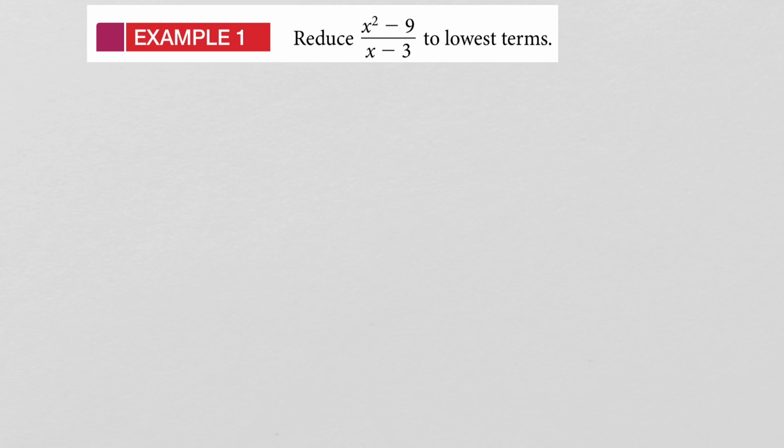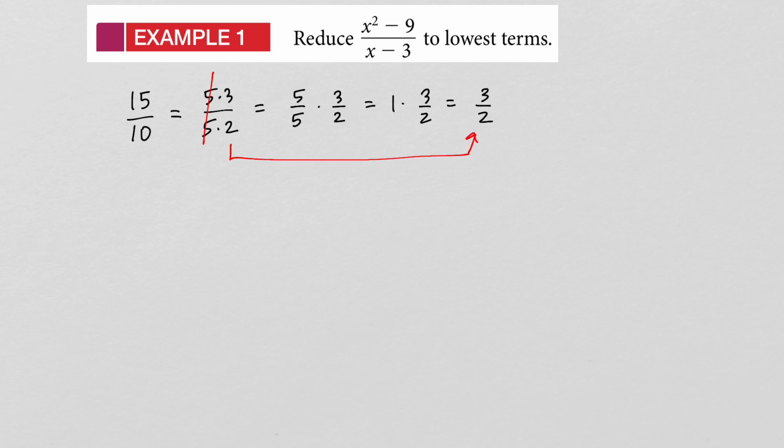So first, let's recall that if you have a fraction such as 15 over 10, and you're asked to reduce it, what you're going to do is try to identify a common factor. So in this case, 15 is 5 times 3, and 10 is 5 times 2, and then we can cancel the 5's here. Now this is technically because you can rewrite this as 5 over 5 times 3 over 2, and 5 over 5 is 1, so you end up with 1 times 3 over 2, which is 3 over 2. Of course, we don't usually show this step. We normally just cancel those out and go directly to our answer.